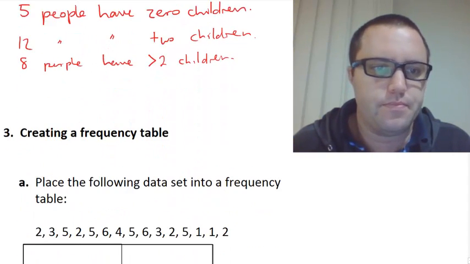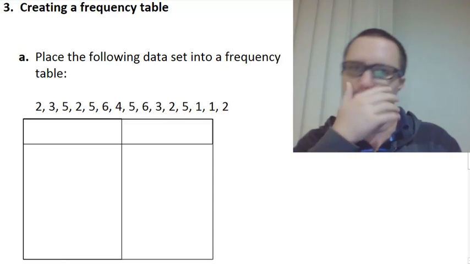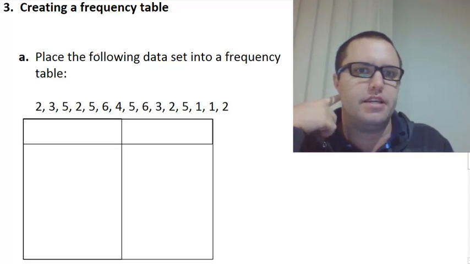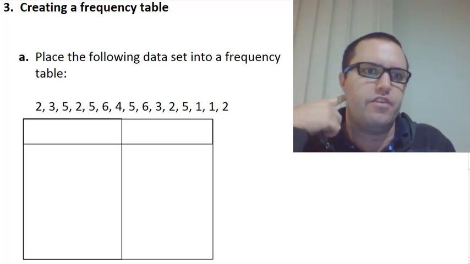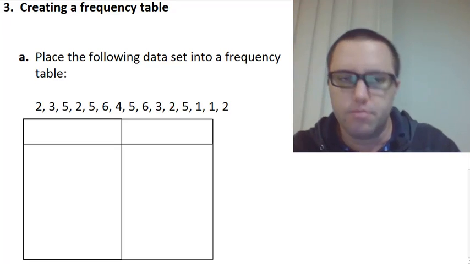Now, creating a frequency table. Here we're going to look at 2 different ways of doing it. This is the first one. We're going to place the following data set into a frequency table: 2, 3, 5, 2, 5, 6, 4, 5, 6, 3, 2, 5, 1, 1, 2. Just completely made up on the spot.